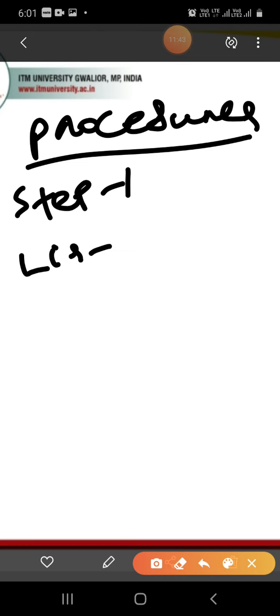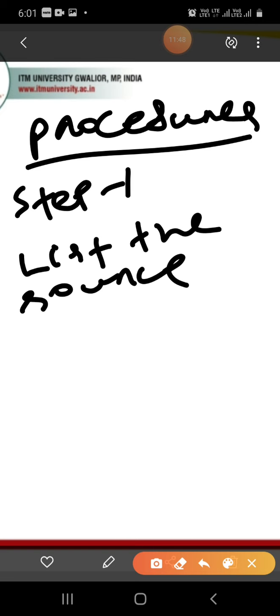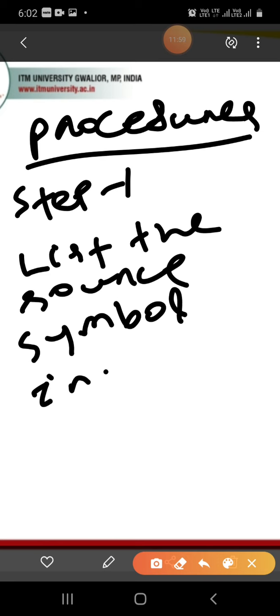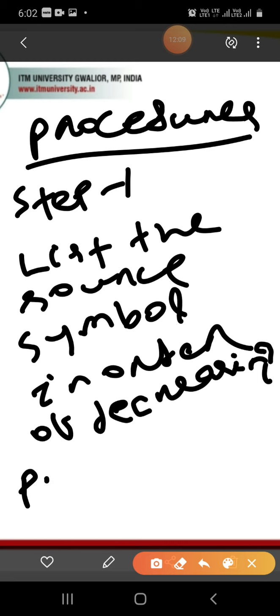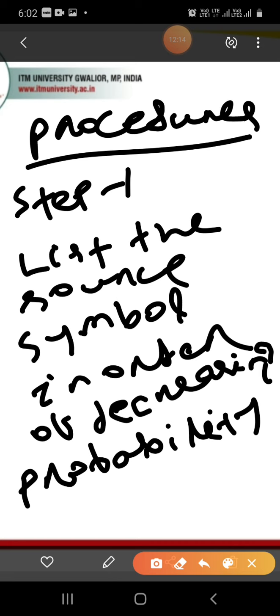In step 1, list the source symbols or messages in order of decreasing probability. So in step 1 we have to list the symbols or messages in order of decreasing probability.